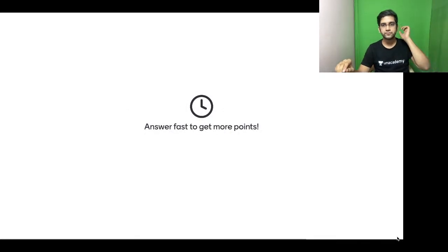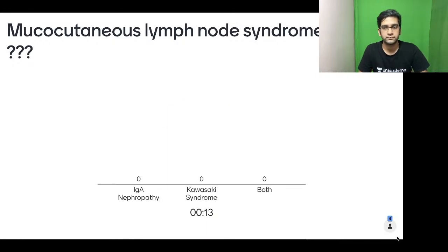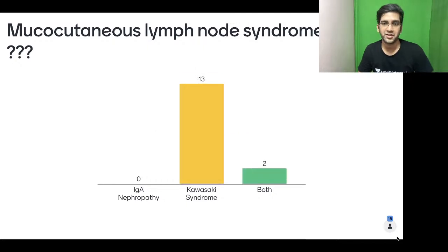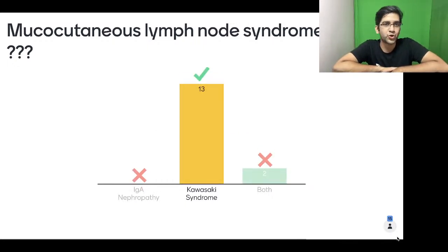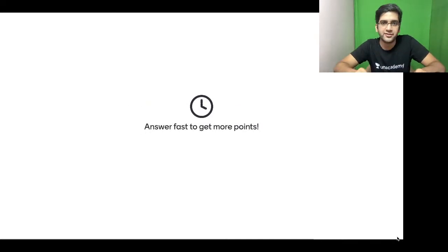Okay, let's start. Okay, great. Always both is not the correct answer, right? Mucocutaneous lymph node syndrome is the other name of Kawasaki syndrome. IgA nephropathy is not that, right? Next. Okay, I think 11 more questions to change the leaderboard.